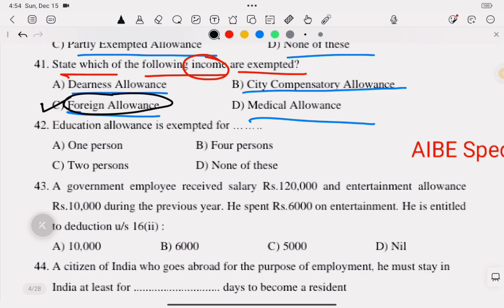That means foreign allowance is the allowance which is exempted. So in this case the correct option would be option C.